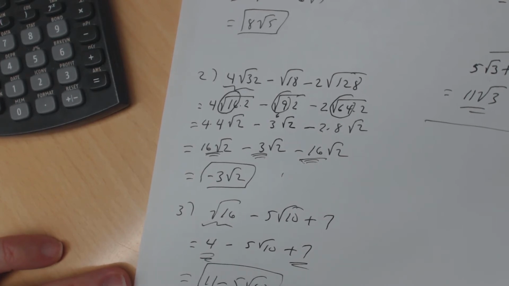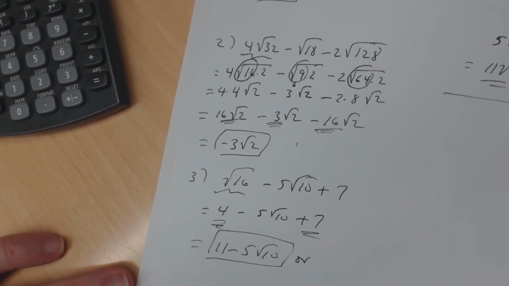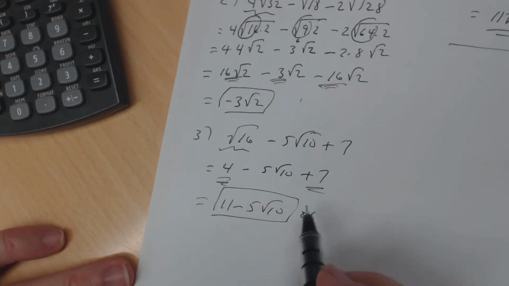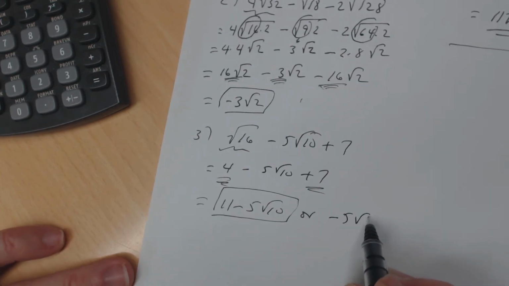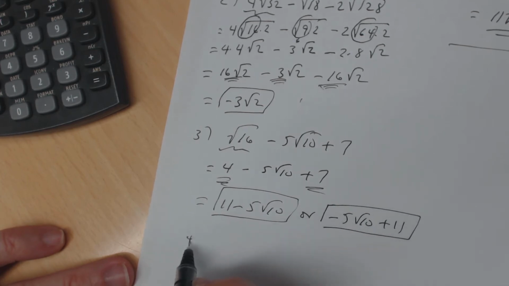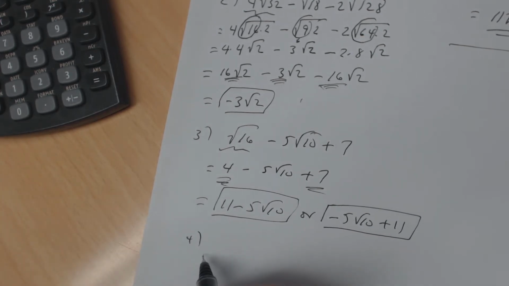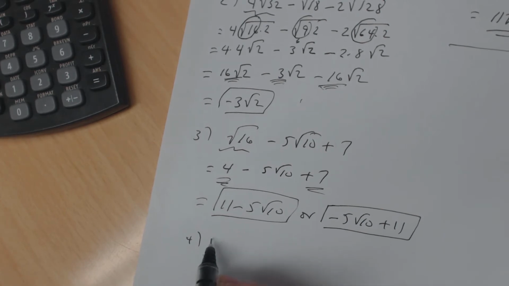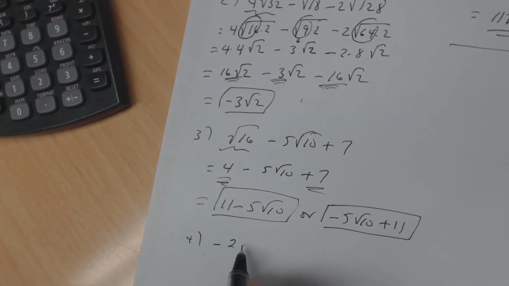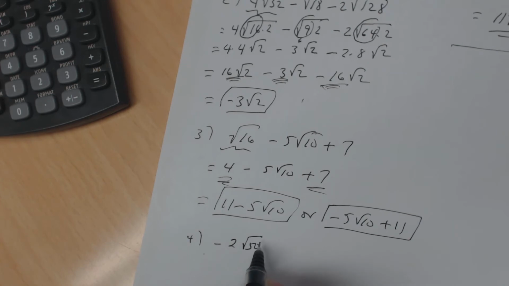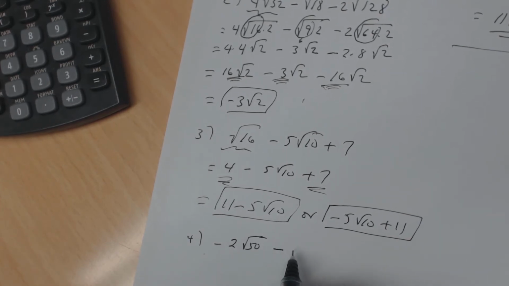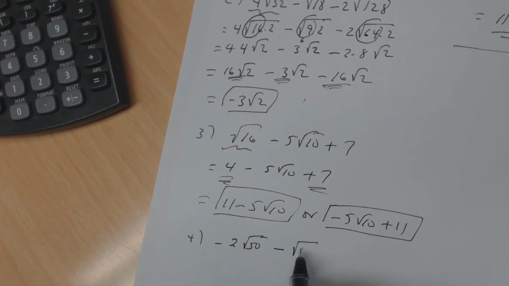Now if you want to put the square root of 10 term first, the term that has square root of 10 in it, you could say negative 5 square root of 10 plus 11. Either one is fine. Okay, number 4, suppose you had negative 2 square root of 50 minus the square root of 1.